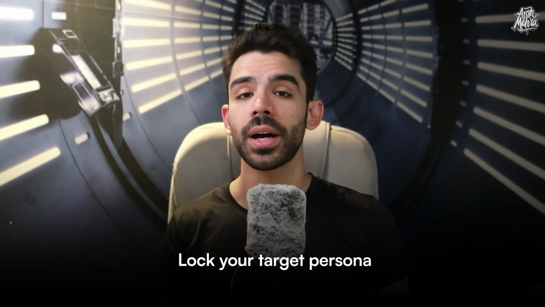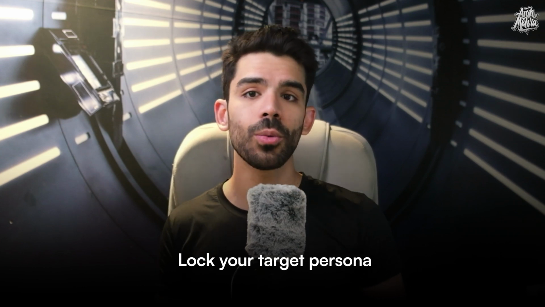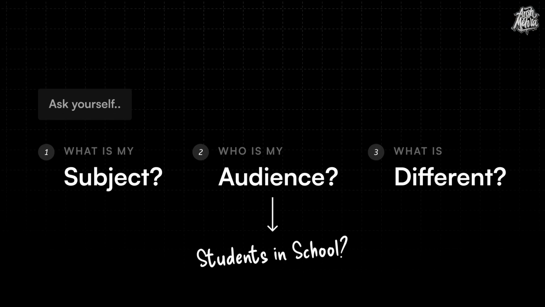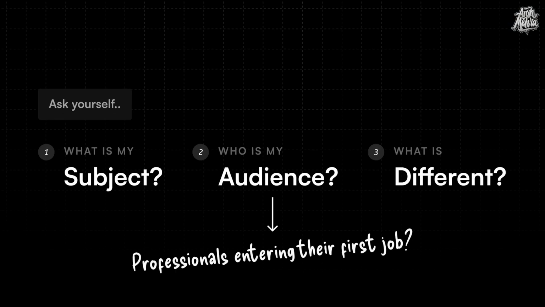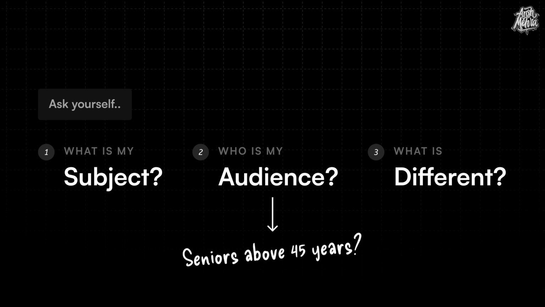So after you have chosen your subject, you need to lock your target persona. That is, who do you want to be seen by? Is it students in school or in college? Is it professionals entering their first job or seniors above the age of 45? You need to be very specific, because something that is interesting to a college student might not be interesting to a person who's 45 years old in a corporate job.